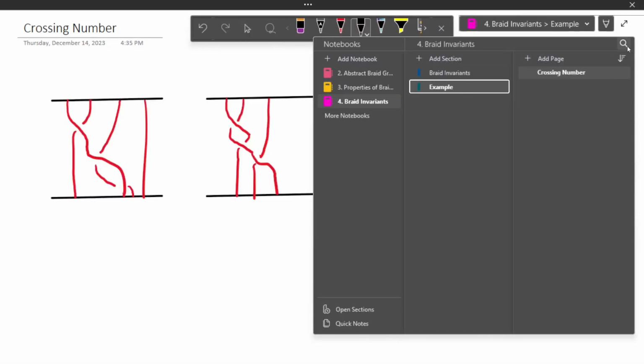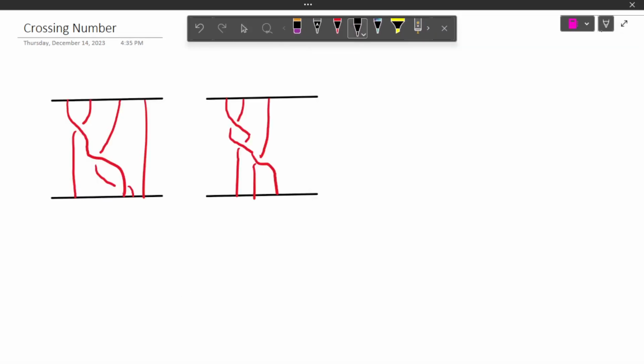So an example of calculating some crossing numbers, maybe we label these strings 1, 2, 3, 4, and this one over here, we have 1, 2, 3. So looking at this first braid, beta 1, we might say that this is the crossing number of 1 and 2. And notice that string 1 never crosses underneath string 2. So this is equal to 0.